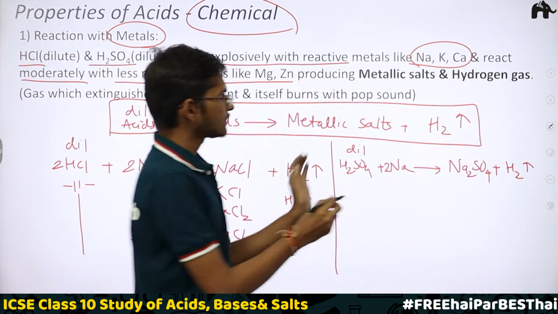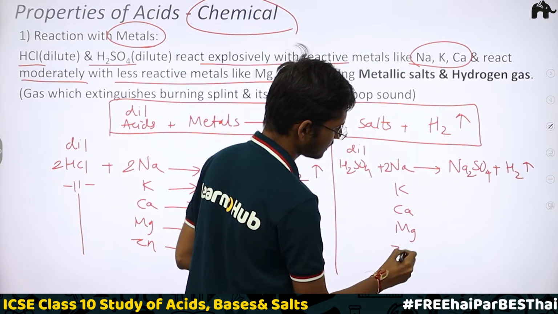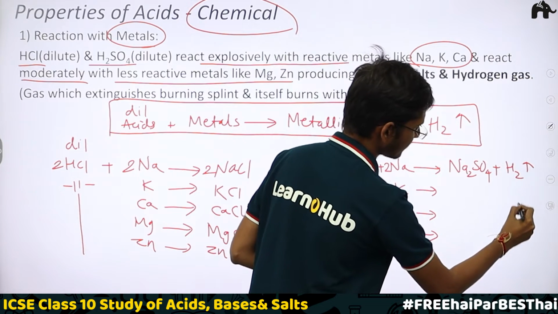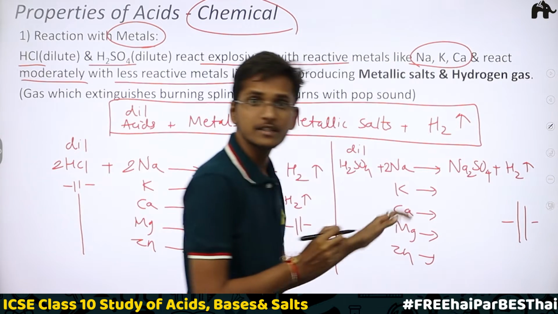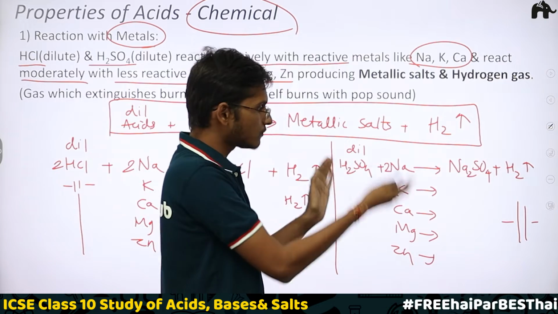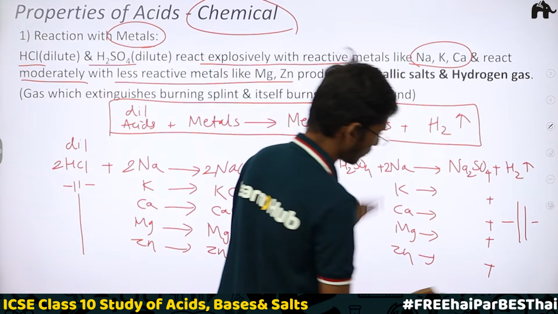So in the same way, if we would try to write the reactions for potassium, calcium, magnesium, zinc, what would just change? This would remain exactly the same. Hydrogen gas is going to be released. Just the number of hydrogen gas may change when you balance, but hydrogen gas is going to be released. What would change is the salt which is formed in all these cases.